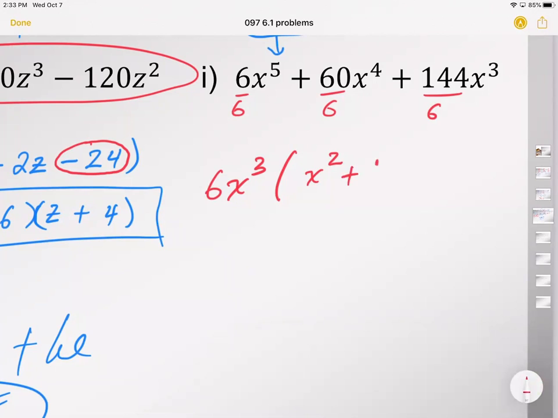6 going into 60 is 10 times. x to the 4 minus x to the third, I still have 1x. And 6 going into 144 will give me 24.